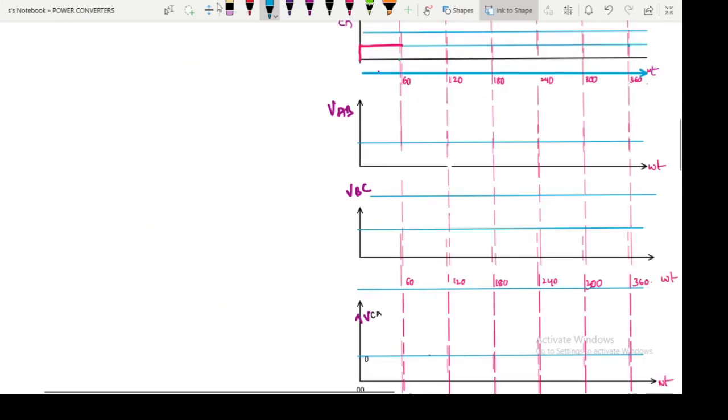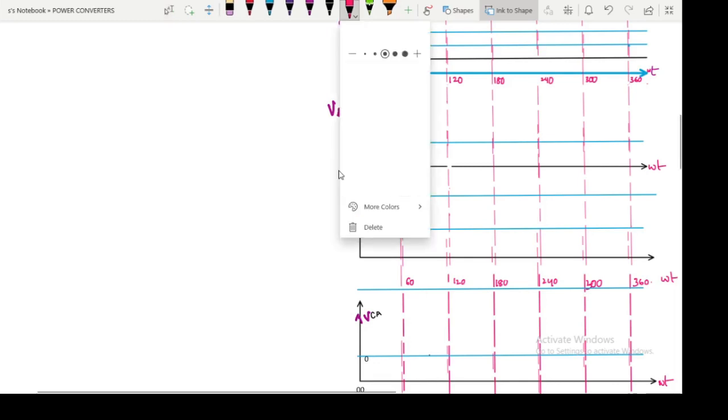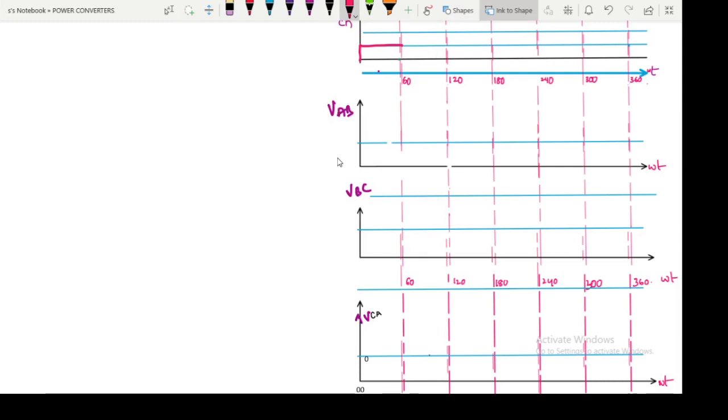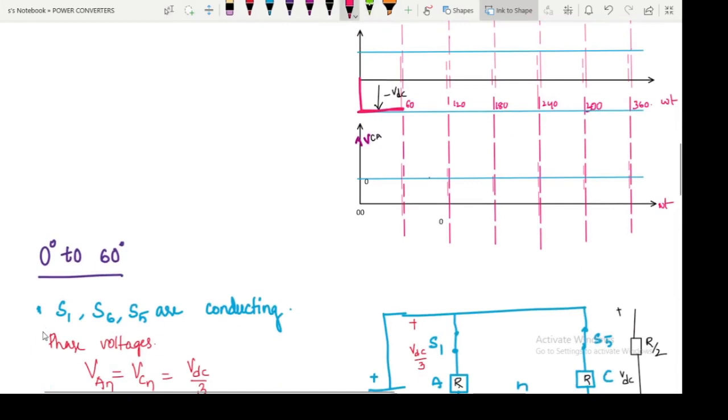So VAB is plus VDC, so here I am drawing plus VAB, VAB is plus VDC, right? So this one. Plus VDC. VBC is minus VDC. So this is minus VDC. VAB is plus VDC, so this magnitude is plus VDC. And here this magnitude is minus VDC, VBC. And VCA is 0 here, right? VCA is 0 for 0 to 60 degrees.